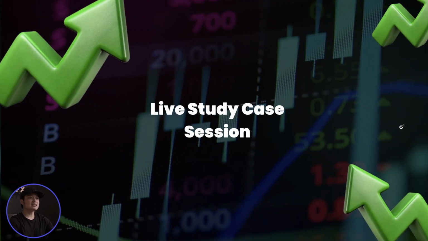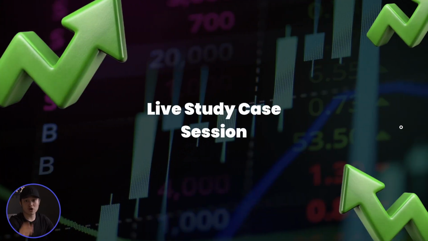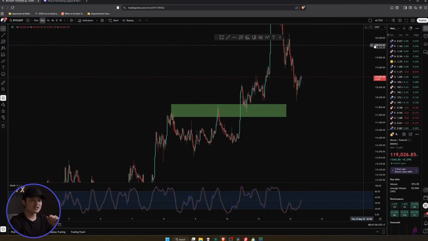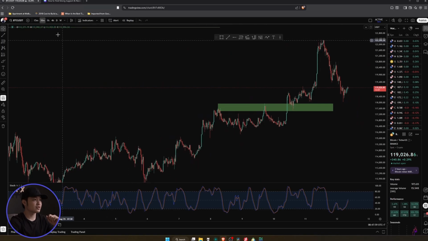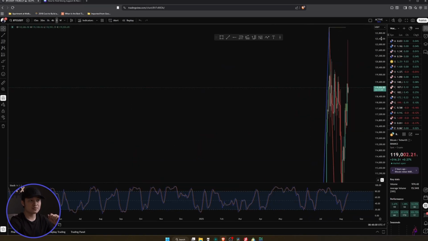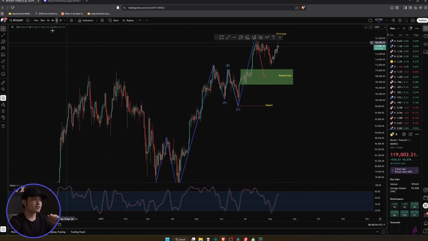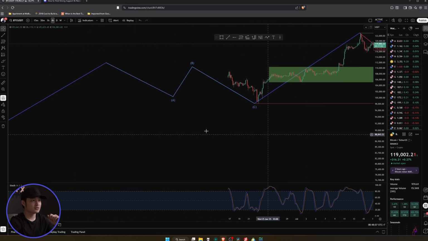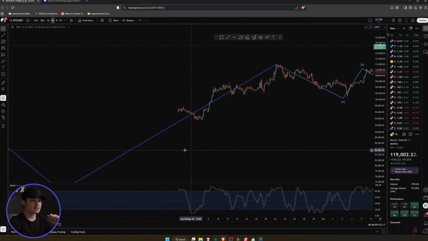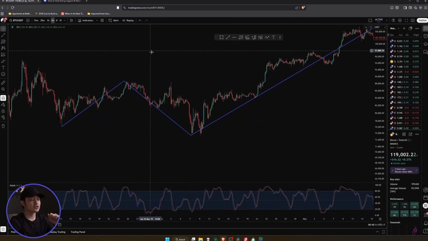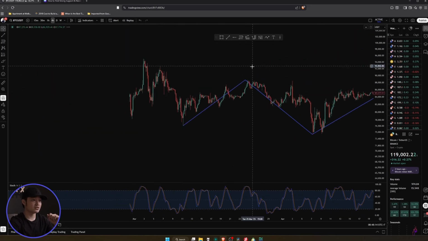Next, let's do a live case study on the chart, so you can get the idea of what will happen on the chart if we use supply and demand or support and resistance. Let's choose Bitcoin because it is moving in very bullish momentum right now. Let's plot on the 4-hour chart and see what is the strongest resistance or support.